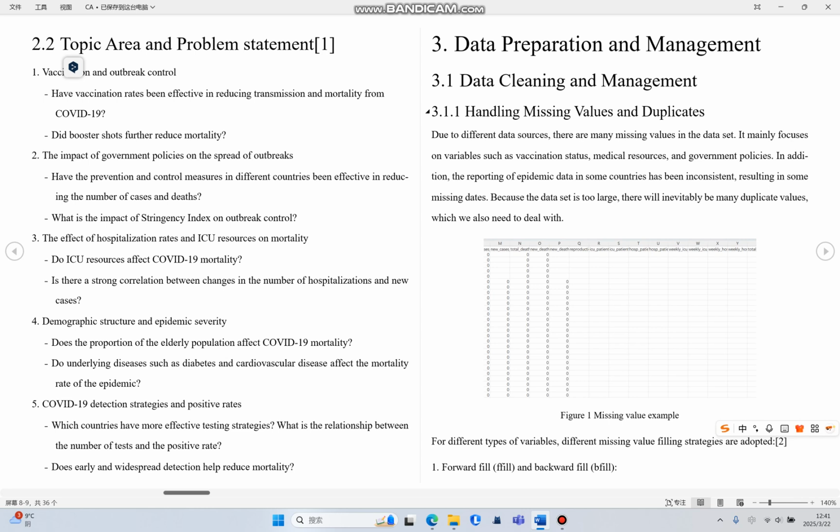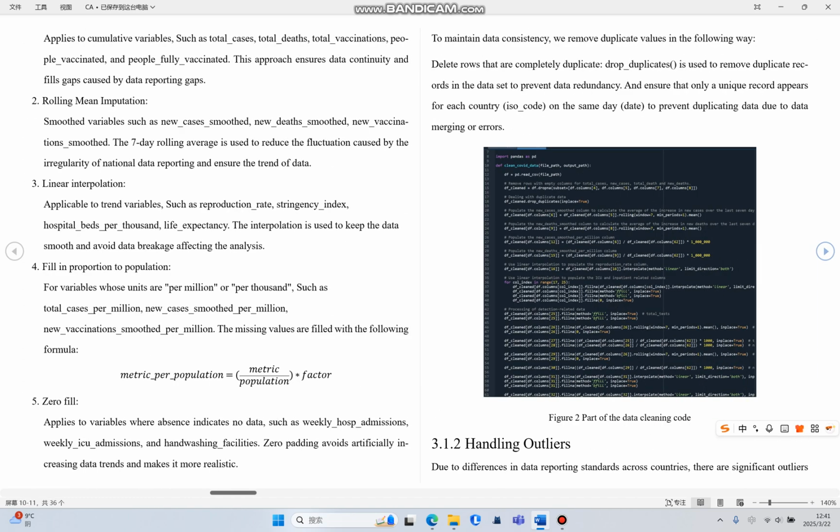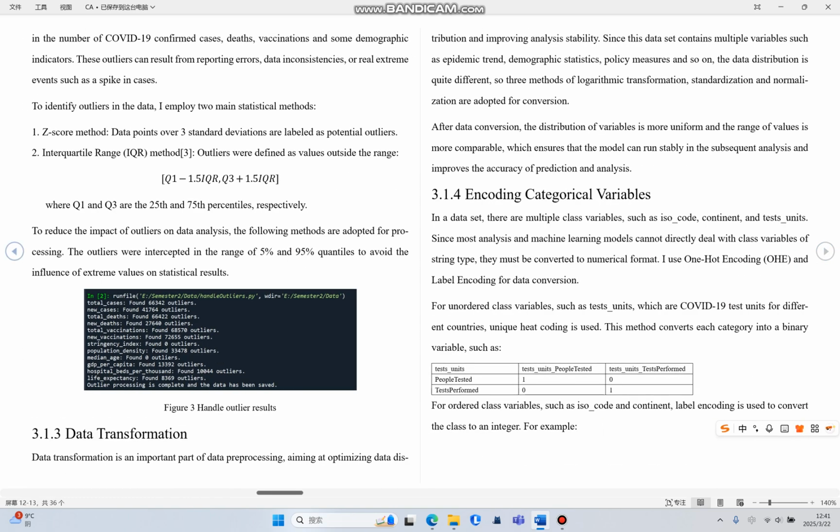We use forward and backward filling to maintain data continuity, and for smoothed variables, we use row mean imputation to reduce data fluctuations. Second is handling outliers. We use the Z-score method, where points over three standard deviations are labeled as potential outliers, and use IQR to solve this problem. The third one is data transformation.